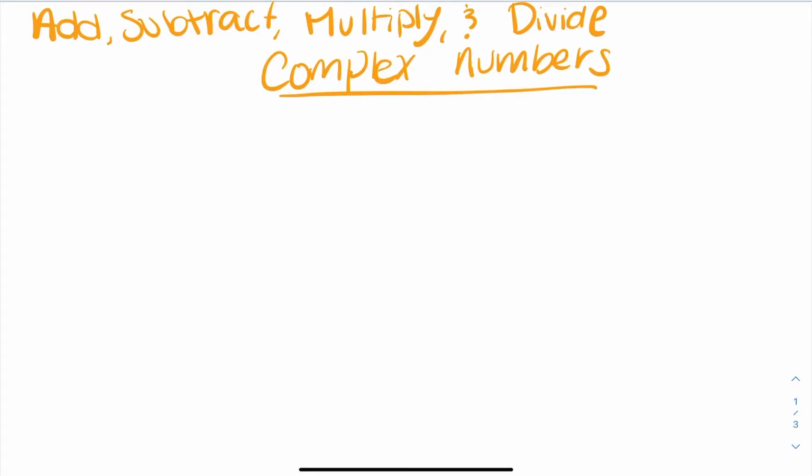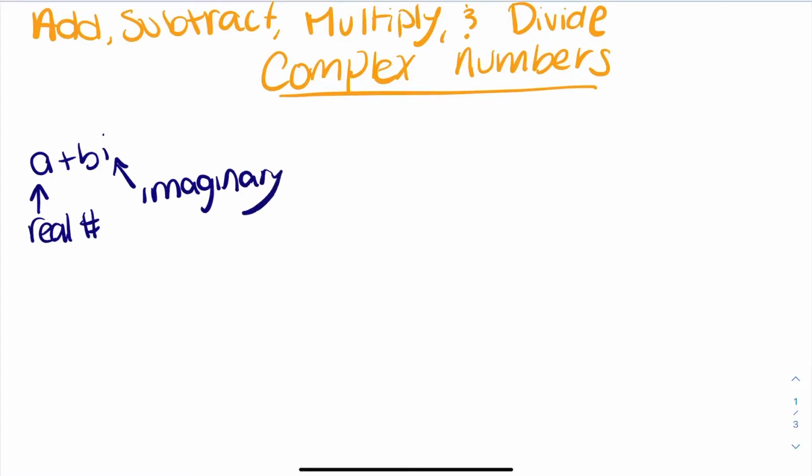So in today's lesson, we're going to be learning how to add, subtract, multiply, and divide complex numbers. Complex numbers are any number that's in the form a plus bi, where a is your real number and b is your imaginary number. The i connected to the b is equal to the square root of -1. So that'll be helpful later.